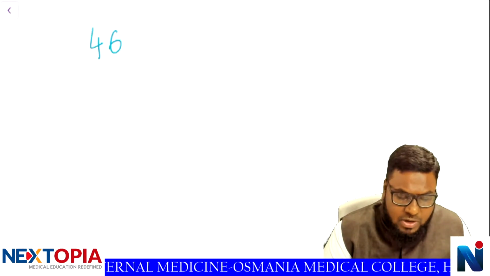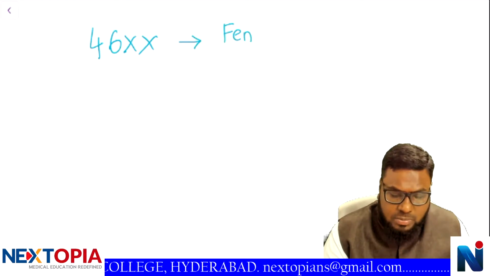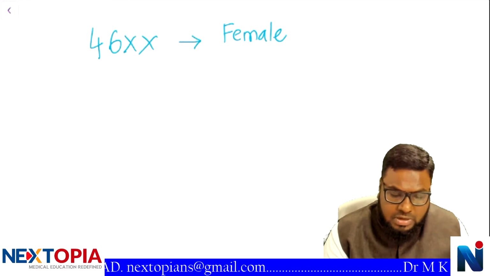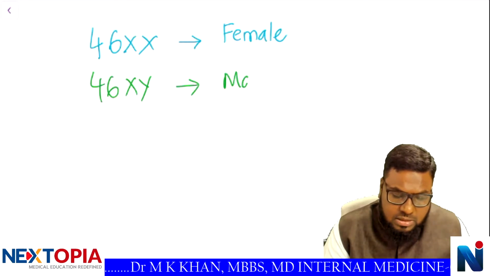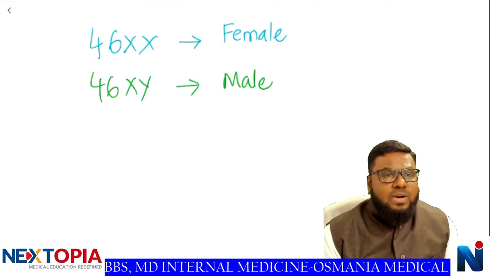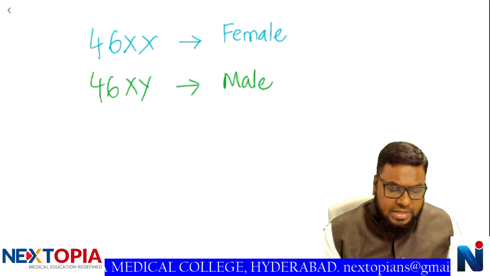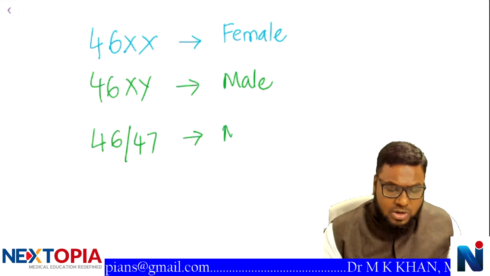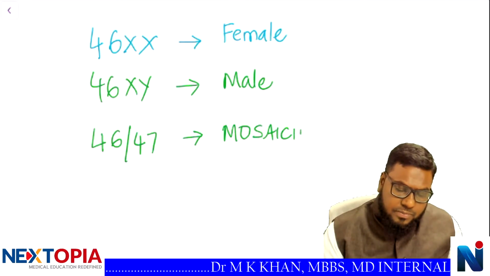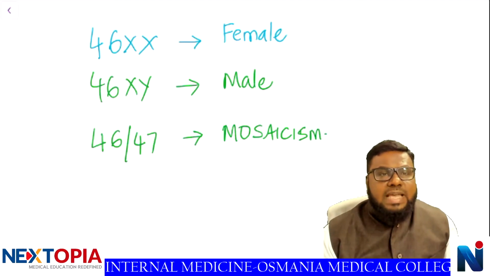If I say that the karyotype of a person is 46 XX, what do you suggest? I call it a normal female karyotype, is it not? If it is 46 XY, I call it a male karyotype. All right. And if I say 46 slash 47, I'm talking about mosaicism. All right. What is mosaicism? I'll discuss it later.